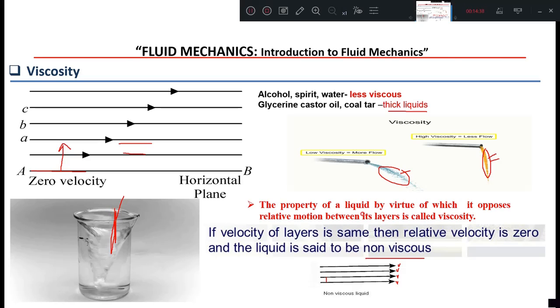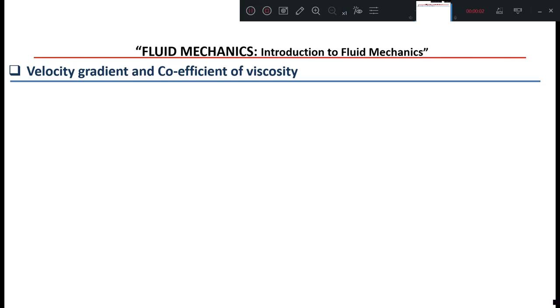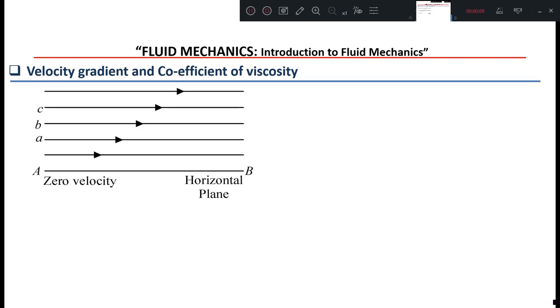So, thus, the property of a liquid by virtue of which it opposes the relative motion between its layers is called viscosity. Velocity gradient and coefficient of viscosity. In the case of a streamlined flow of a liquid over a horizontal surface, the velocity of a layer increases with distance from the fixed surface.